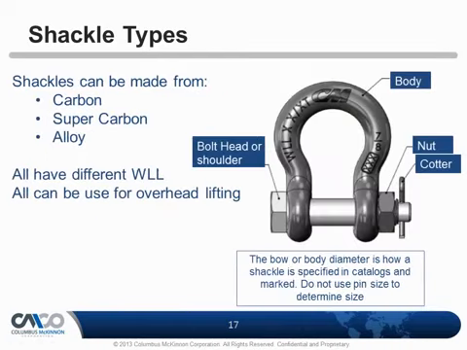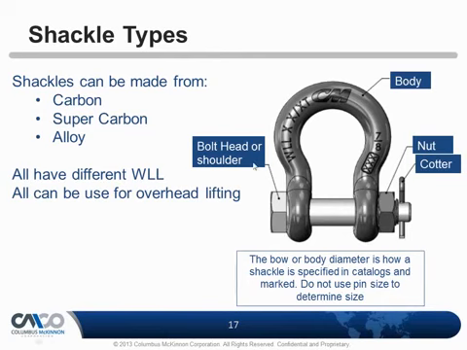Okay. With that said, shackles are made from three material types: carbon, supercarbon, which is specific to CM only shackles, and then we have alloy shackles. All have different working load limits, and all can be used for overhead lifting. Some of the confusion that we get, because we are a chain manufacturer, is that in the chain industry we can only use alloy chain for overhead lifting. Well, shackles are not chain. You are allowed to use carbon, supercarbon, or alloy. It's whatever your preference or the application that you're going to apply that shackle to is how you choose that.